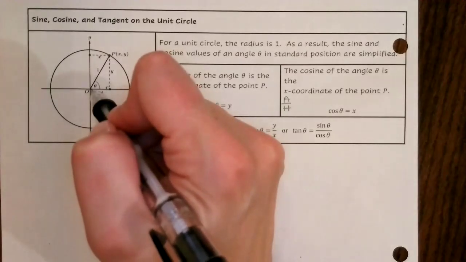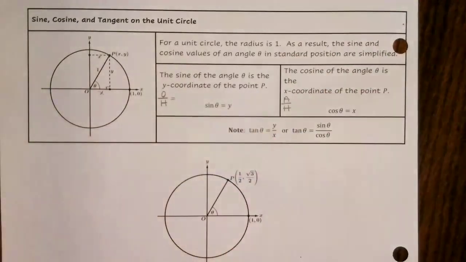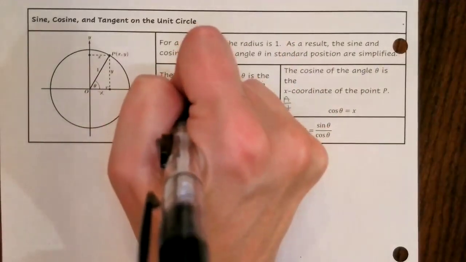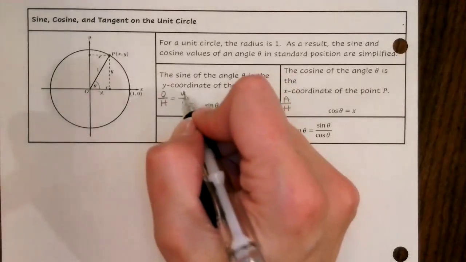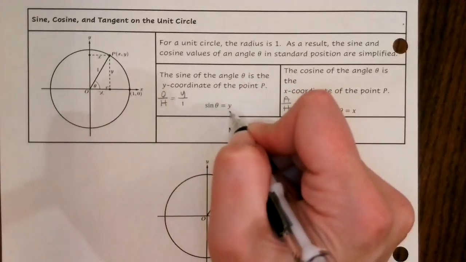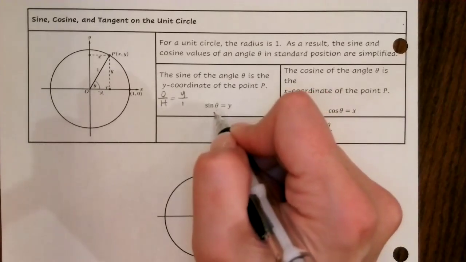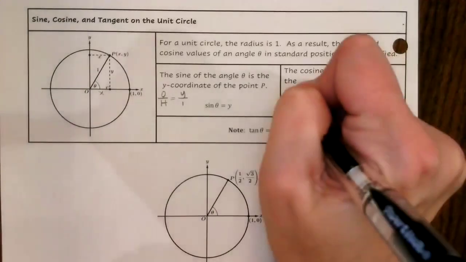But the radius from the center to the outside of the circle is 1 because we said that our radius was 1 for a unit circle. And so for the opposite of this, that was y, and our radius was 1. Anything divided by 1 is itself, so we end up getting y. So on the unit circle, the sine value is the y value of that point.